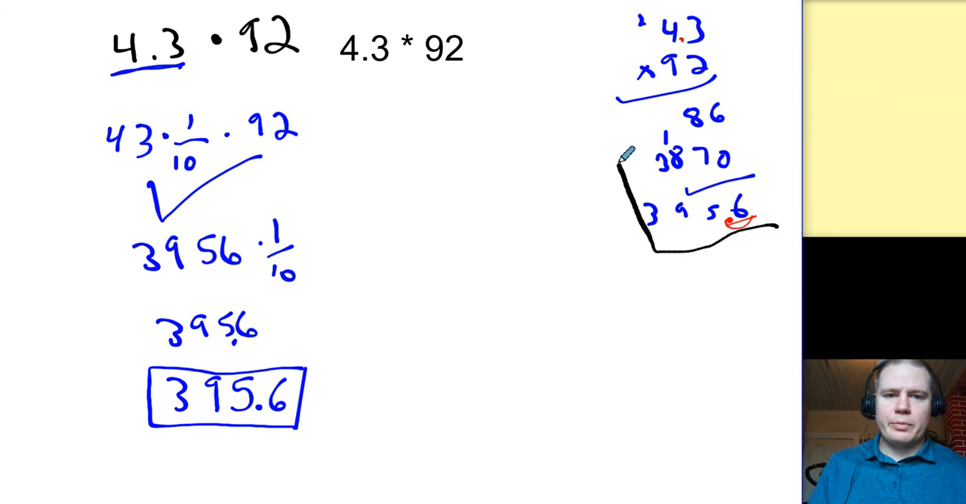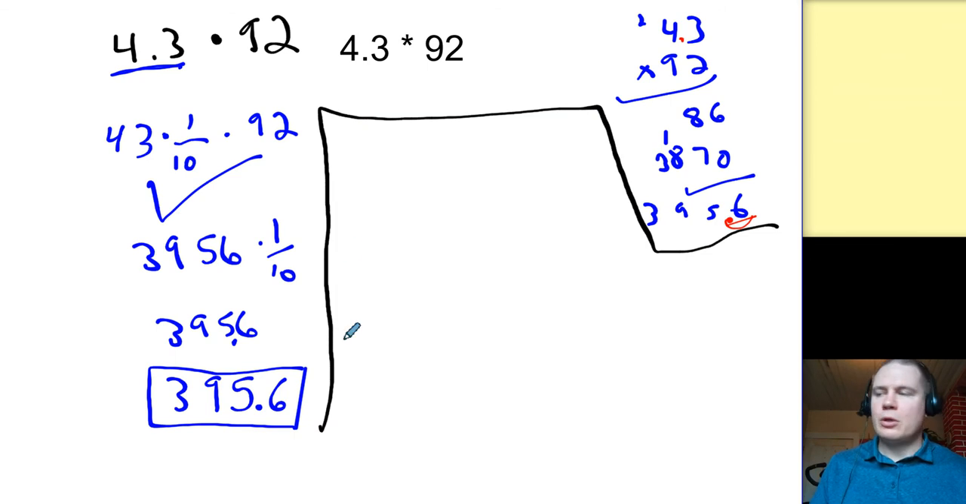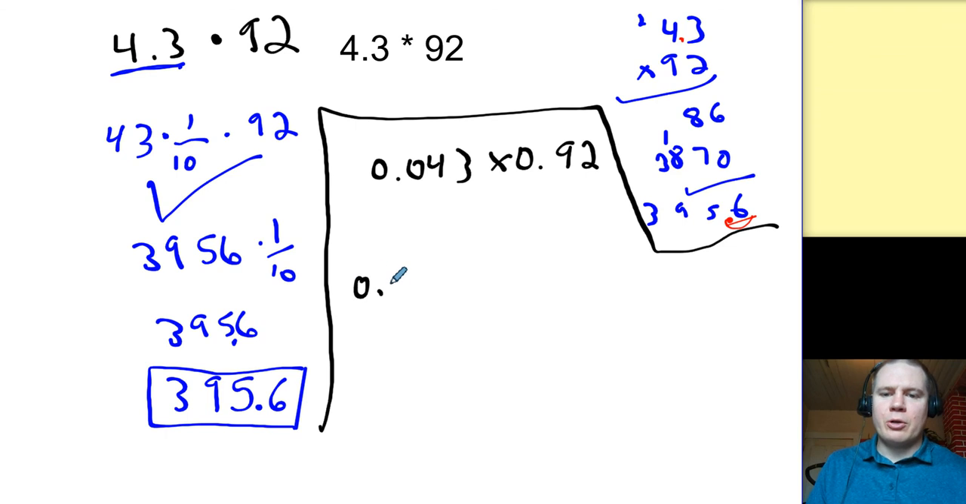Trying to make some space. Instead of 4.3, let's try 0.043 times 0.92. And when we're just doing multiplication, we can use the x. But as soon as we start using decimals as coefficients, where I have 0.043x times 0.92y, we don't like that. So we can use the dot.